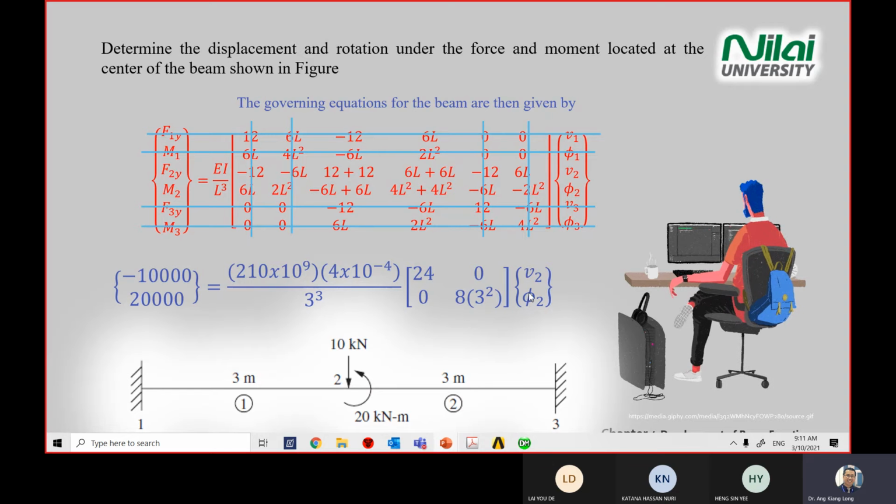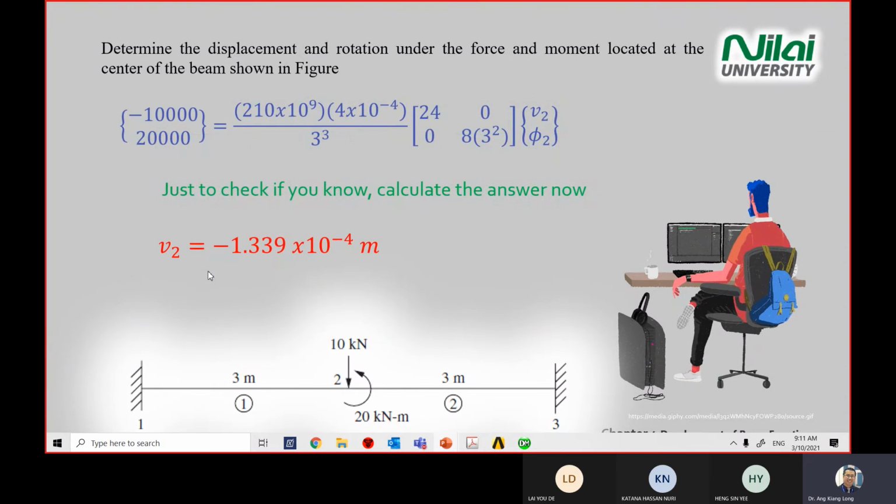And these are the 2 unknowns that you need to find. So after that, you substitute, and then you do the calculation. You have 2 equations to solve. After you solve, you get the 2 unknowns here. So I'll just give you the answer. You can find what is the vertical displacement at point 2, what is the rotation angle at point 2.